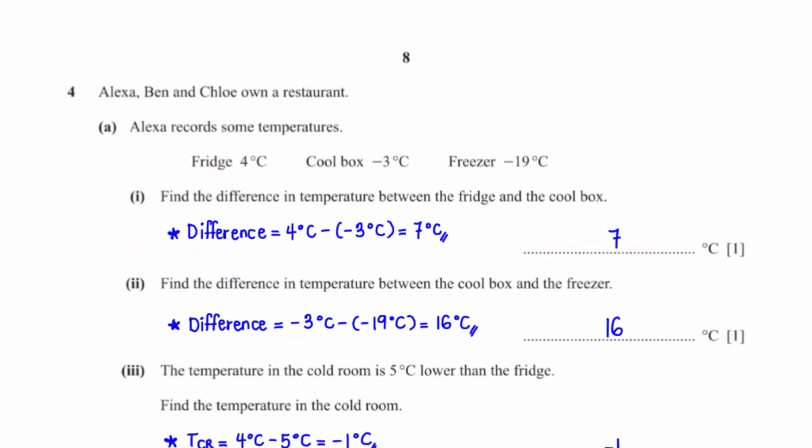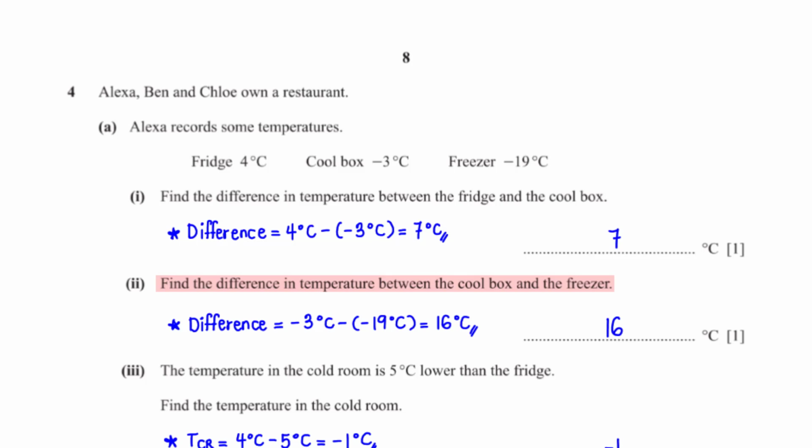Alexa, Ben and Chloe own a restaurant. Alexa records some temperatures. Find the difference in temperature between the fridge and the cool box. The temperature difference is equal to the higher temperature, which is the temperature of the fridge, 4 degrees Celsius, minus the lower temperature, which is the temperature of the cool box, negative 3 degrees Celsius. This gives us 7 degrees Celsius.